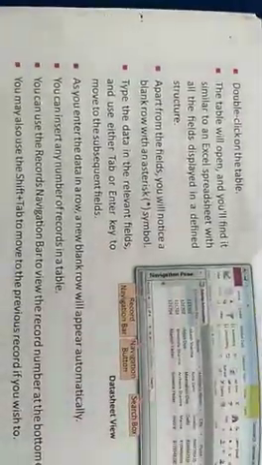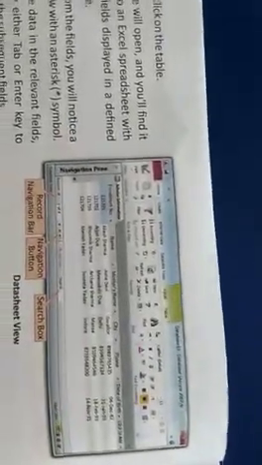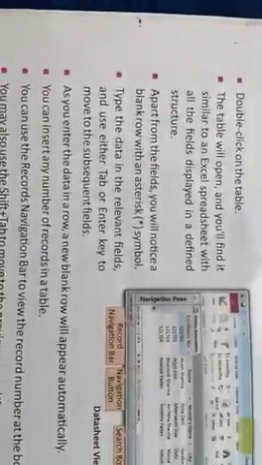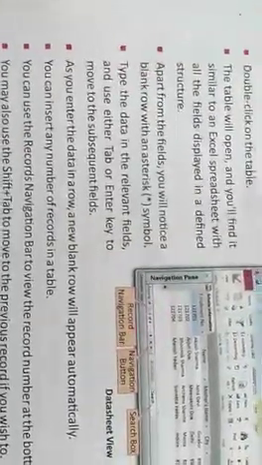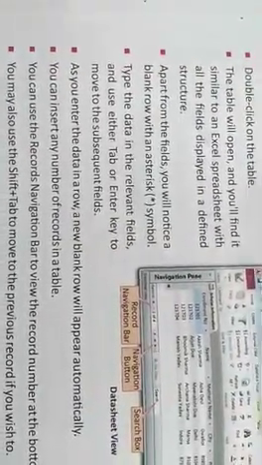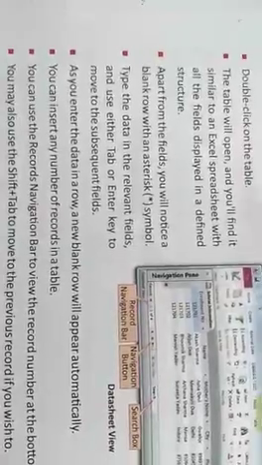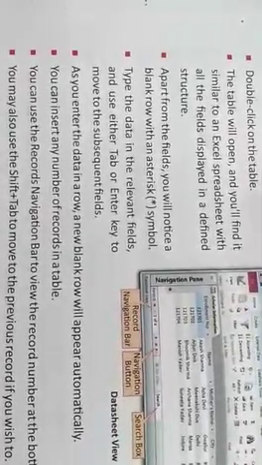Apart from the fields, you can notice a blank row with an asterisk symbol, this last one. Type the data in the relevant field and use either the tab or enter key to move to the subsequent field. Now you start typing whatever you want to add in the relevant field.